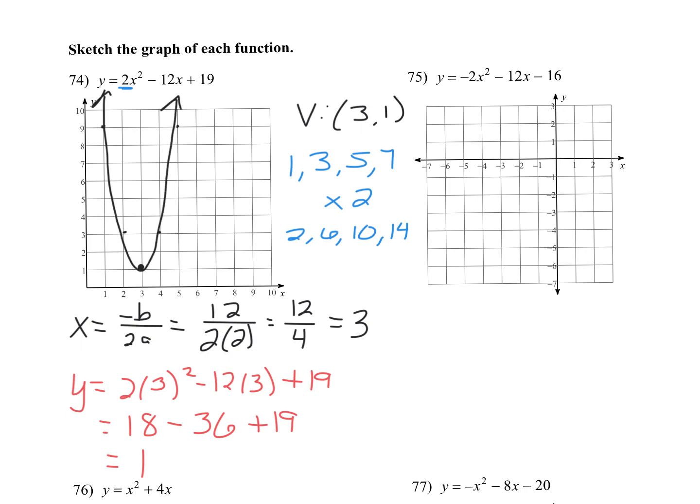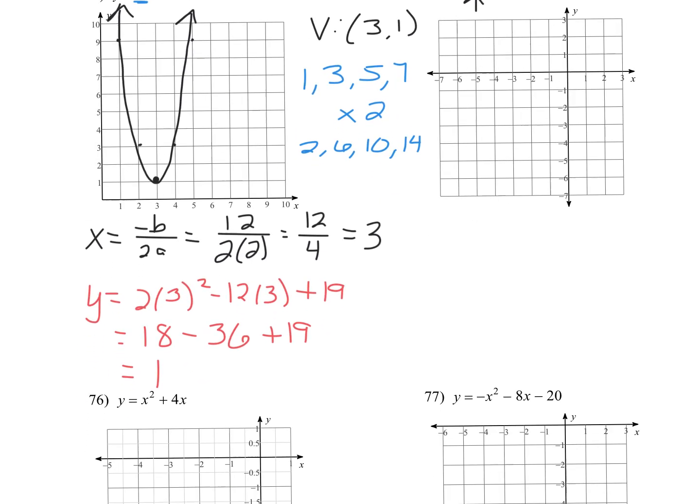It is a parabola. What's one big difference on number 75? Right, it has that negative leading coefficient, so what's going to happen to the overall picture? It's going to end up going down. Okay, but you're going to follow that same process on 75.